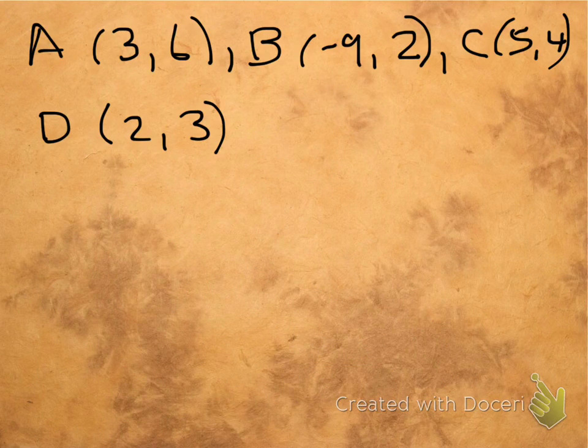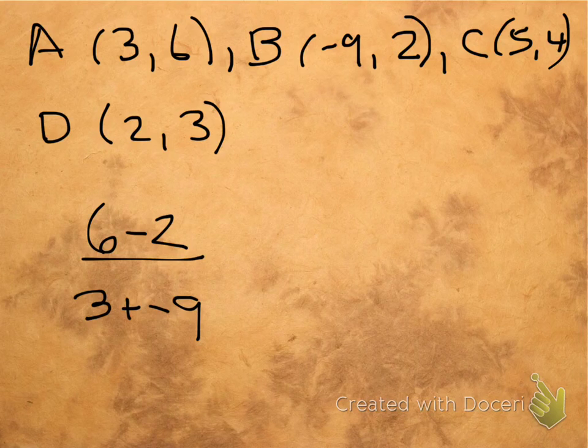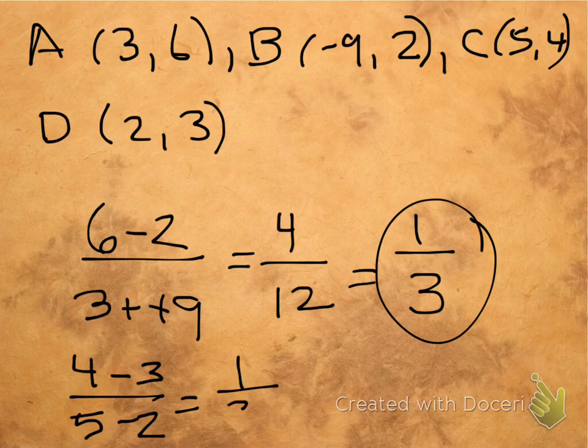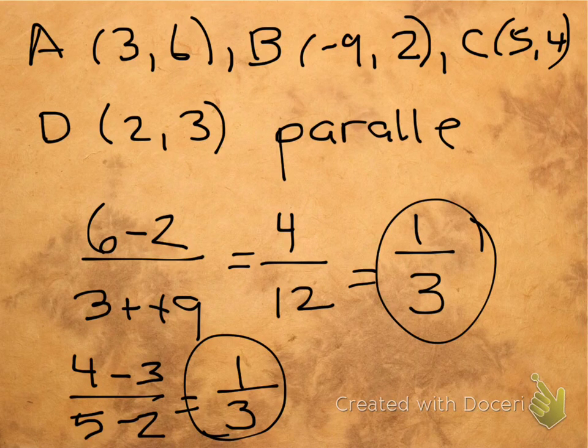And the next one, we're finding our slope AB, so 6 minus 2 over 3 minus negative 9 gives us 4 over 12, which we can simplify to 1/3. And then CD's is going to be 4 minus 3 over 5 minus 2, which gives us 1/3. So since they are the same, we would say these lines are parallel. The last problem, the lines were neither.